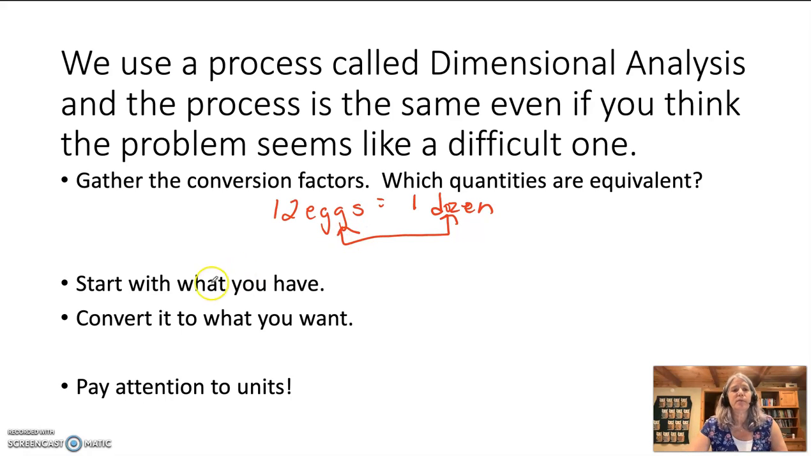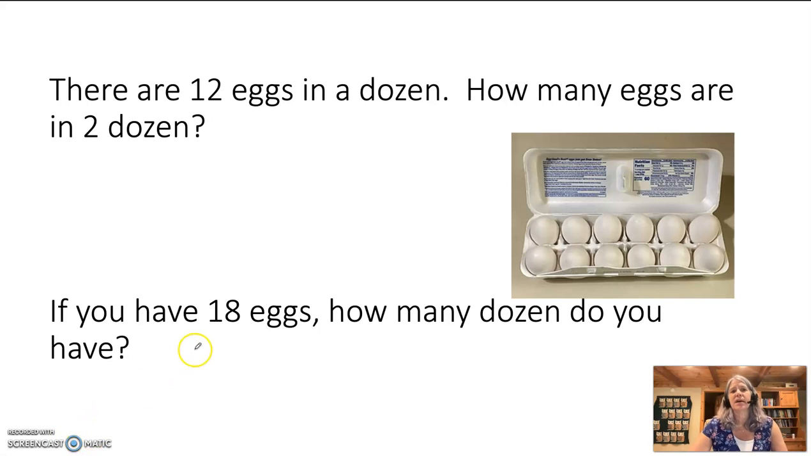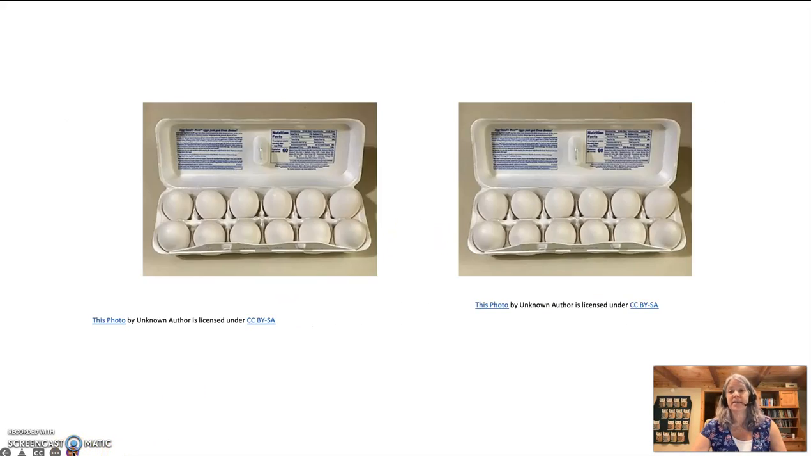When we do the problem, we start with what we have, we convert it to what we want, we pay attention to the units while we're doing that, and then we'll have finished the problem. So we'll demonstrate how this process works, and we'll be talking through the thought process. So there are 12 eggs in a dozen. How many eggs are in 2 dozen? And I know what you're thinking is, I know there's 24 eggs. Look, I can prove it right there. They are. And we can count them.